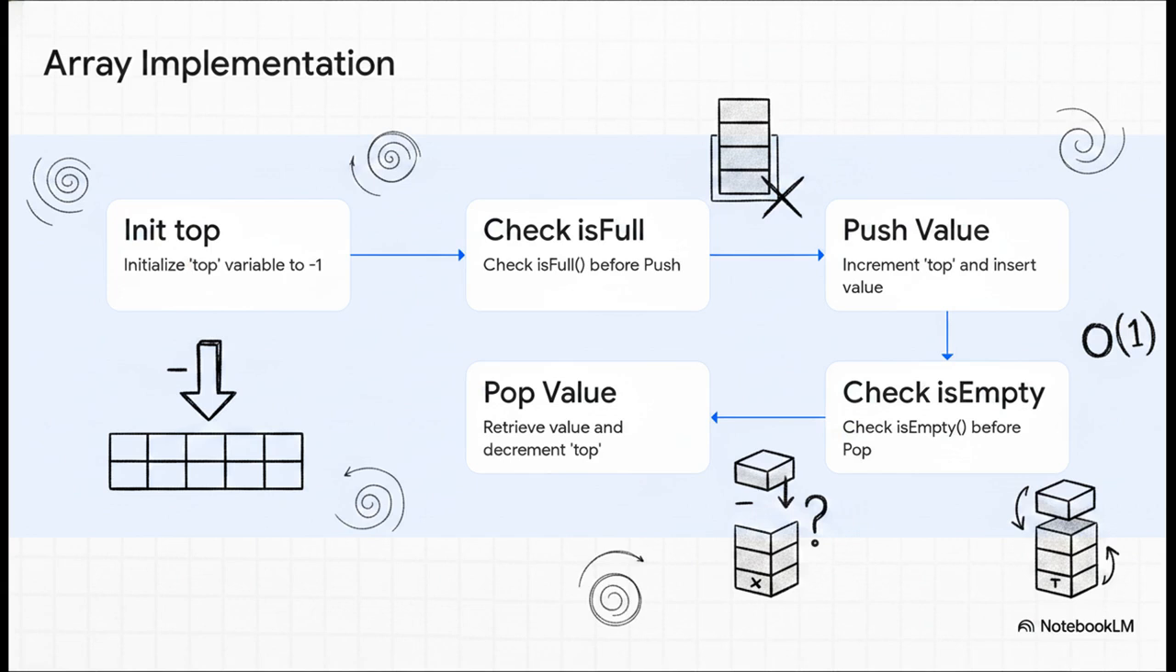When we want to push, we first check if the array is full. If we've got space, we increment top by 1 and insert our value at that new index. Popping is just the reverse. Check if it's empty, grab the value at the current top index, and then decrement top by 1. Since we're essentially just doing basic math on an index and accessing an array, these operations happen in constant time, big O of 1. Honestly, it's incredibly fast.